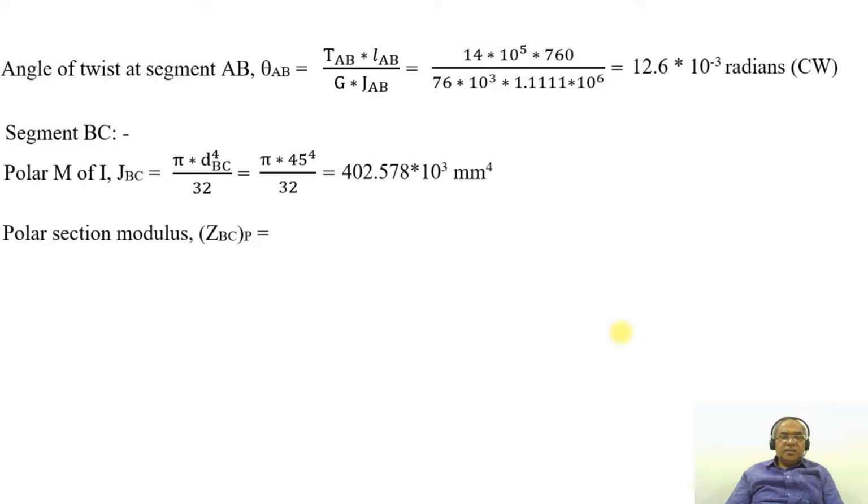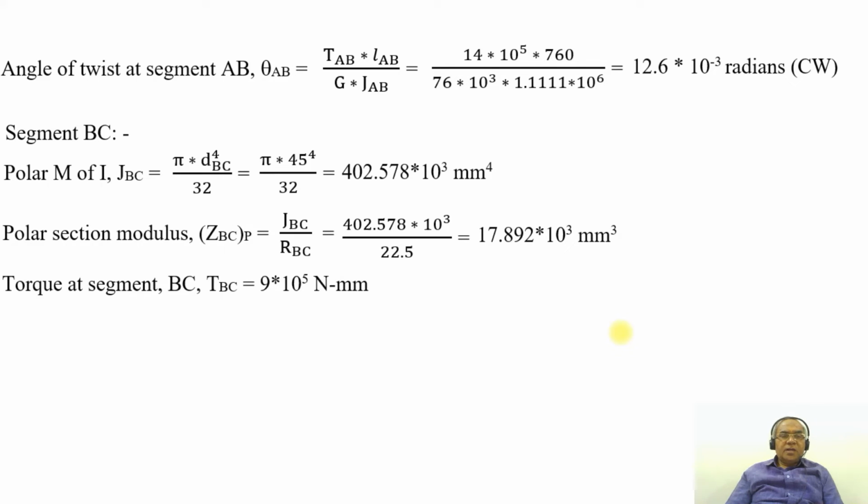Similarly, the polar section modulus ZBC will be equal to JBC by RBC, which will be equal to 402.578 into 10 to the power of 3 divided by 22.5, because it is 45 by 2, which is 22.5. So on simplification, you are going to get 17.892 into 10 to the power of 3 mm cube.